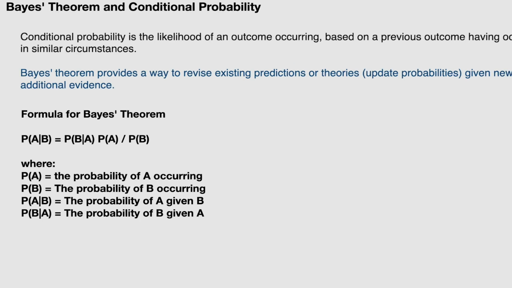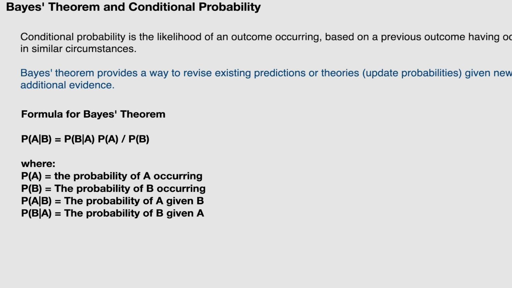Okay, so let's move on to the new term, which is Bayes' theorem, and conditional probability. Conditional probability is the likelihood of an outcome occurring based on a previous outcome having occurred in similar circumstances. Bayes' theorem provides a way to revise existing predictions or theories given new additional evidence. And we are going to learn more about this when we use Bayes' theorem in order to predict a few values.